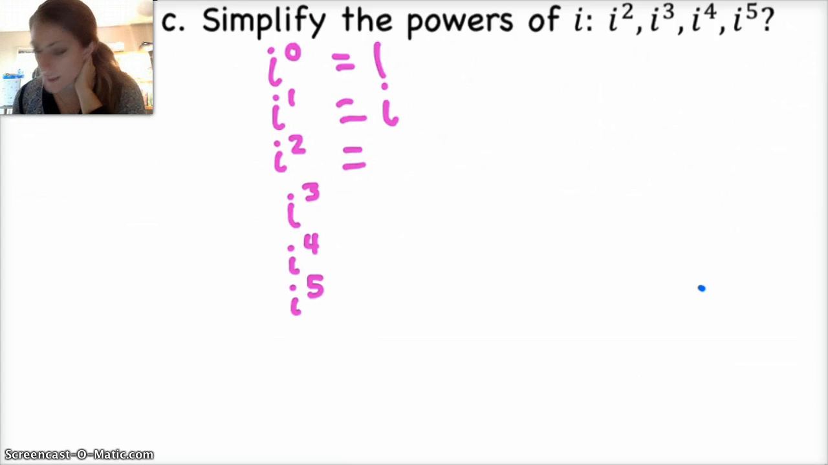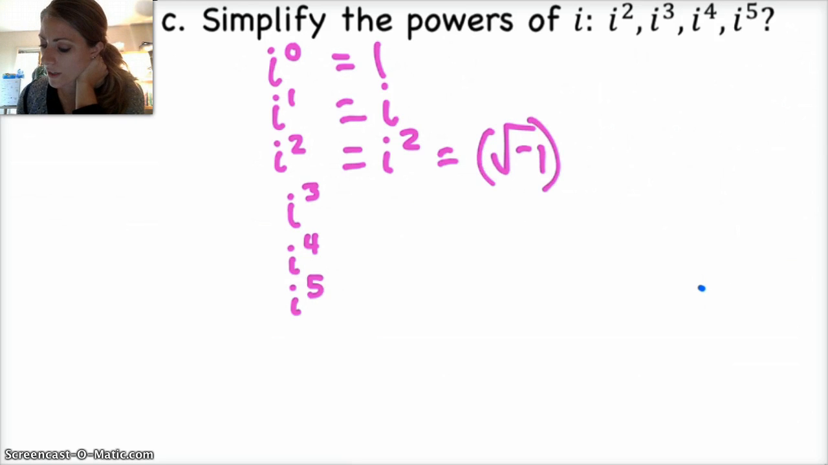Now, i squared gets a little funky, right? Because you've got an i squared, and i is actually equal to the square root of negative 1. So I take the square root of negative 1 and I square it. Well, a square and a square root, those cancel each other out. So I actually just end up with negative 1. So i squared equals negative 1.